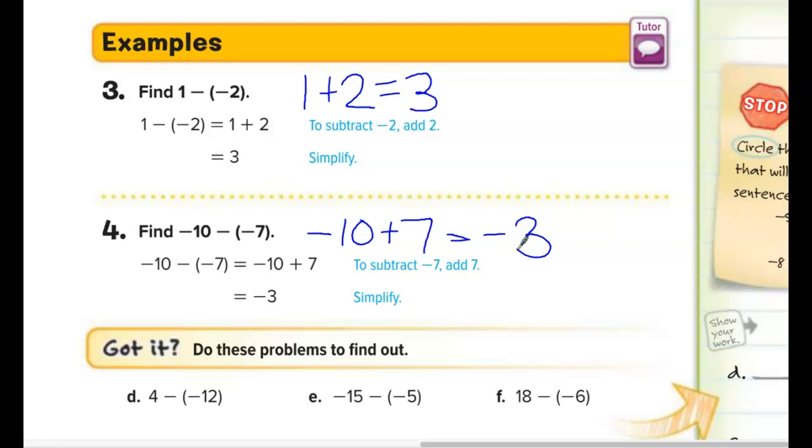Questions? No. Okay. Rewrite D, E, and F as addition sentences, and then solve. Stand quietly when you're done.